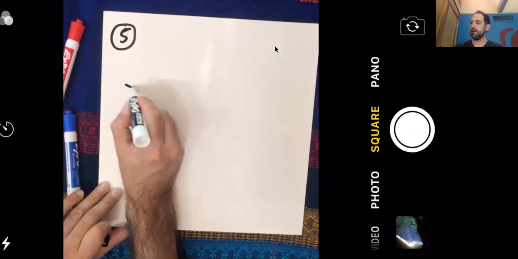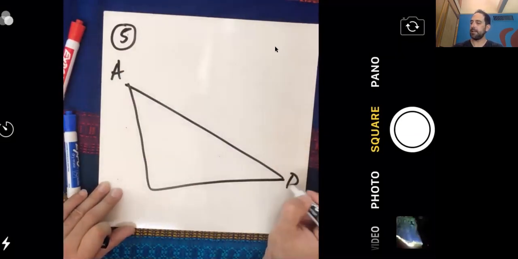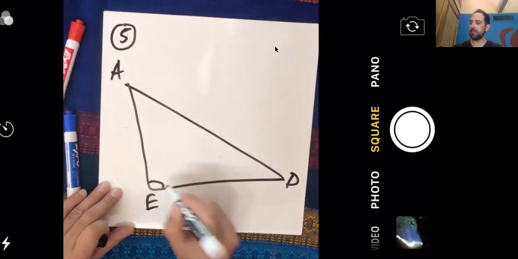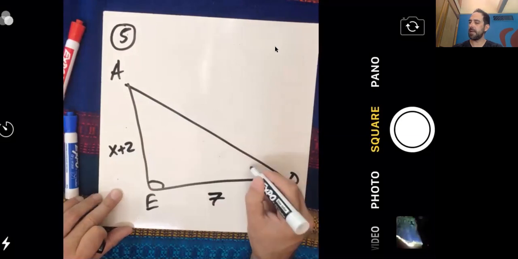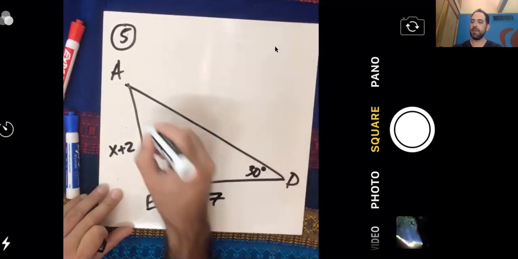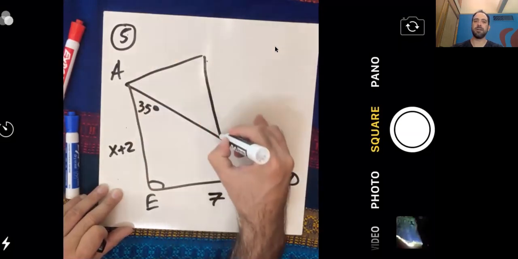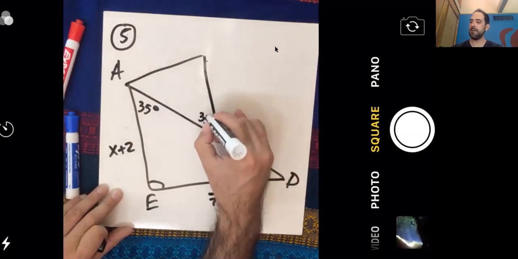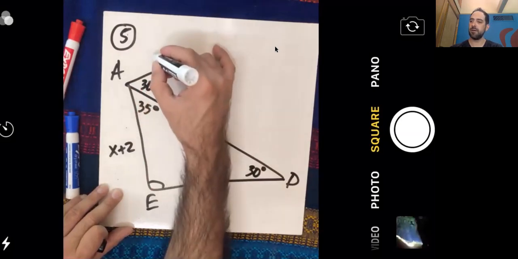It looks like we have this triangle, A, D, E. We've got 1 tick mark, we've got 7. We have X plus 2, which is probably freaking some people out. Don't worry about it. We have 30, 35. You just have to be careful. I mean, it's just drawing. You just have to carefully go through and make sure you get everything right. And you're like, that's too much to write.